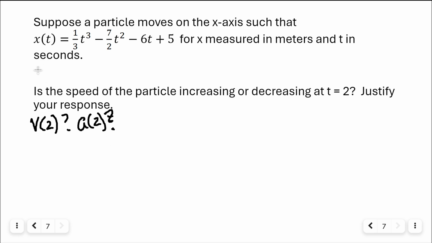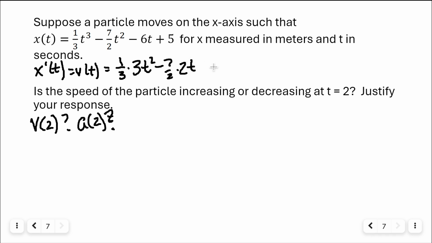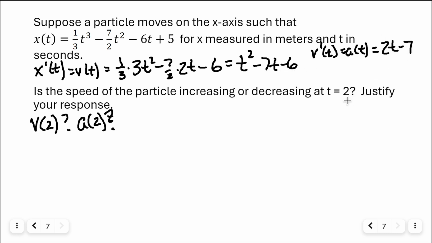So I'm going to have to find the derivative of this thing. The first derivative of the position would be the velocity. And that's going to be, leave the 1/3, take the 3 down, take 1 from the power, leave the 7 halves, take the 2 down, take 1 from the power. Negative 6 is the derivative of negative 6t, derivative of 5 is 0. So that's t squared minus 7t minus 6. That's my velocity function. My acceleration function is the derivative of the velocity. So the derivative of t squared minus 7t minus 6 is 2t minus 7.